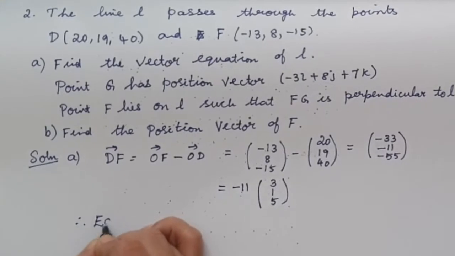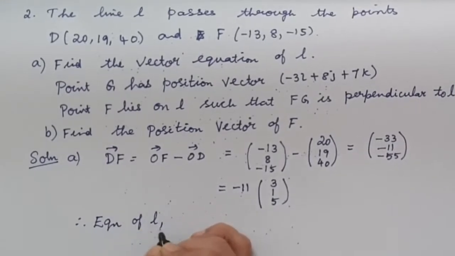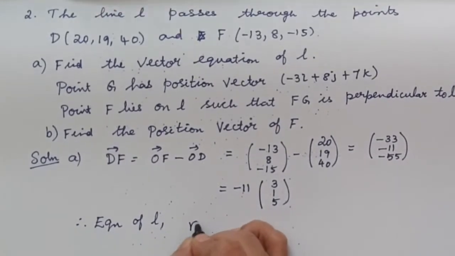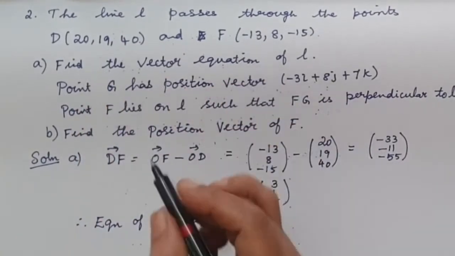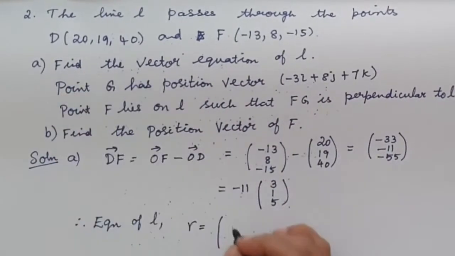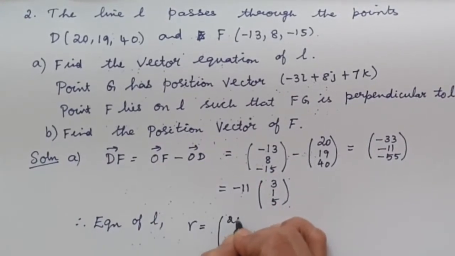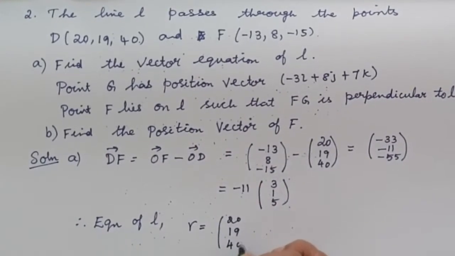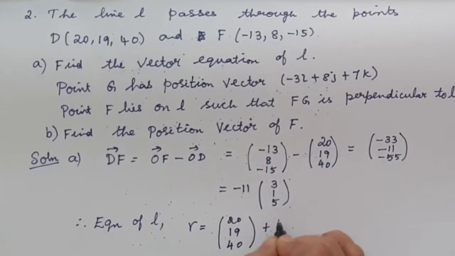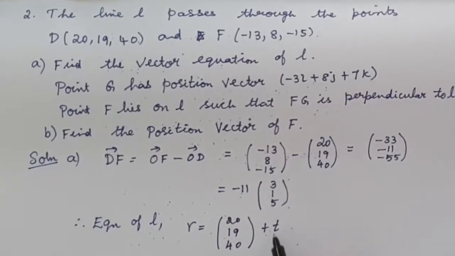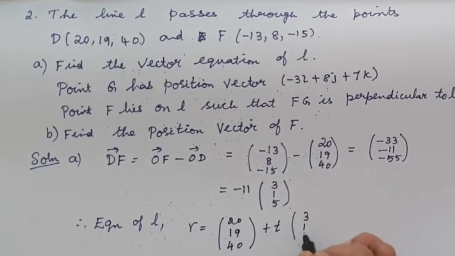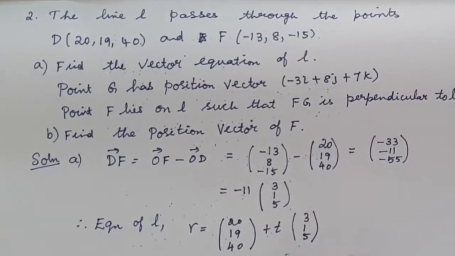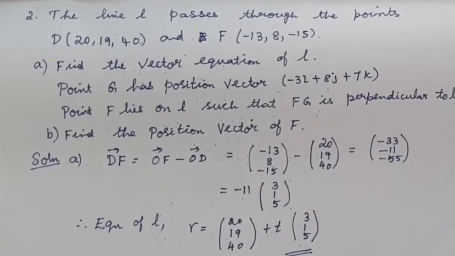Therefore, the equation of L, that is, we need to have a point, r will be equal to any point. Either you can take the D or the F point. We'll take the D, which is with all positive numbers. So (20, 19, 40) plus an arbitrary constant. It can be lambda, mu, s, t, anything you can take. And then (3, 1, 5). So this is the equation of the line L.